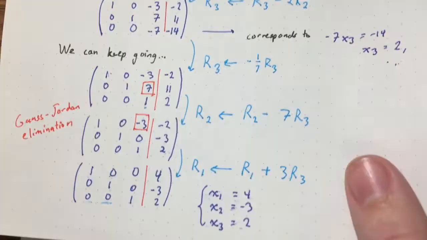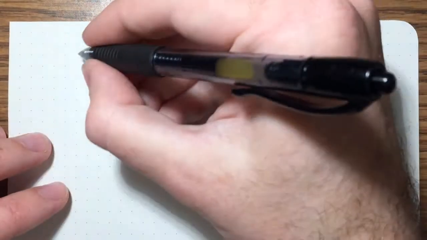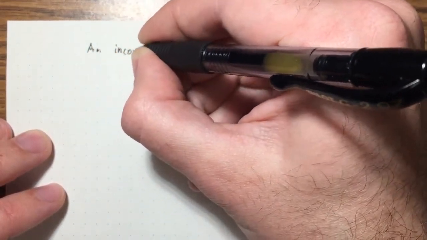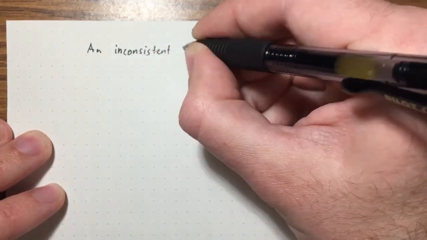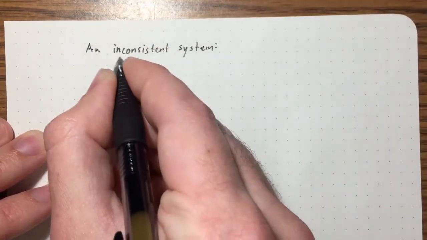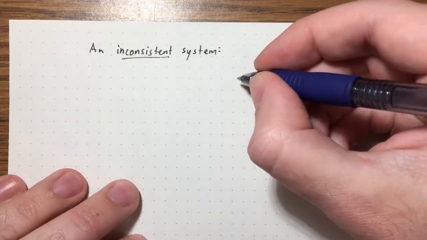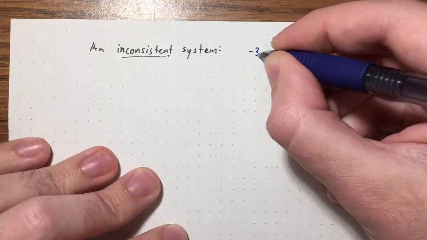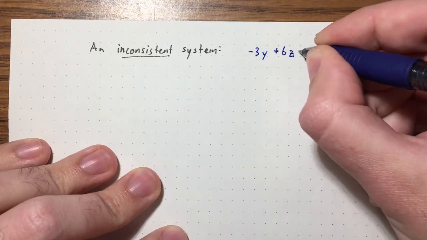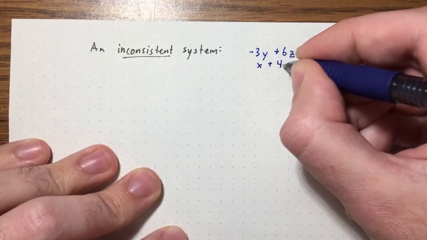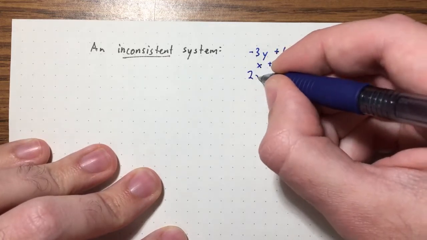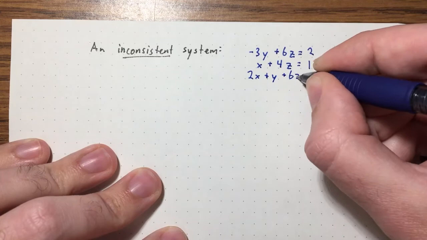Okay. Before I do, though, I would like to show you how to tell a system of equations has no solution. So here's an example of an inconsistent system. Remember, inconsistent means no solution. Okay? And consistent means at least one solution. Here's our inconsistent system. So negative 3y plus 6z equals 2. x plus 4z equals 1. And 2x plus y plus 6z is going to equal 0.